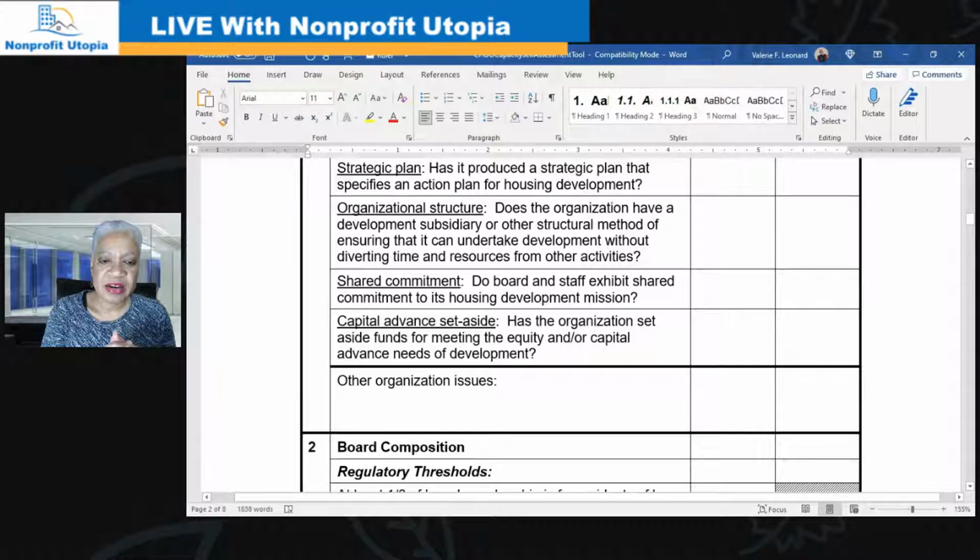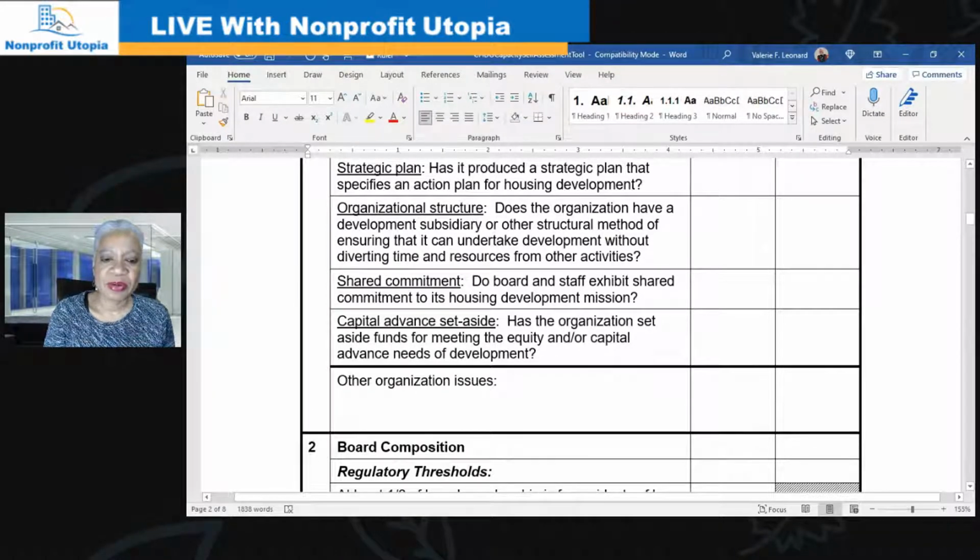And then is there a shared commitment amongst your board and staff? Is your board committed to doing housing? Is your board committed to doing other activities? Again, if this is a housing assessment, but if you're not in the business of doing housing, is there a shared commitment from your board to engage in the activities that will help you fulfill the mission?